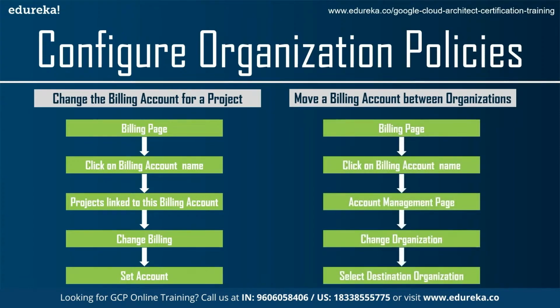If you need to migrate an existing billing account, get the billing admin role on the source and destination organizations. Then go to the billing page in the Cloud Console. Click on the name of the billing account you want to move. At the top of the account management page, click change organization. Then select the destination organization and click OK. The billing account is now associated with the specific organization. Note if you move a billing account that has active Google Cloud Marketplace subscriptions, those subscriptions are automatically cancelled.